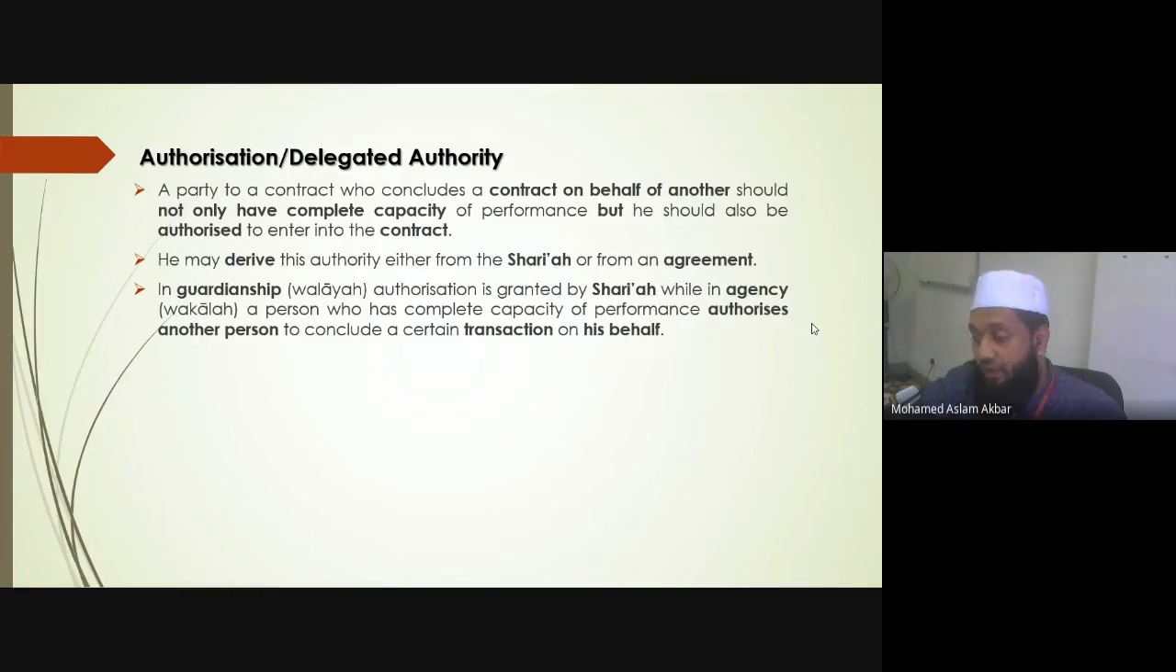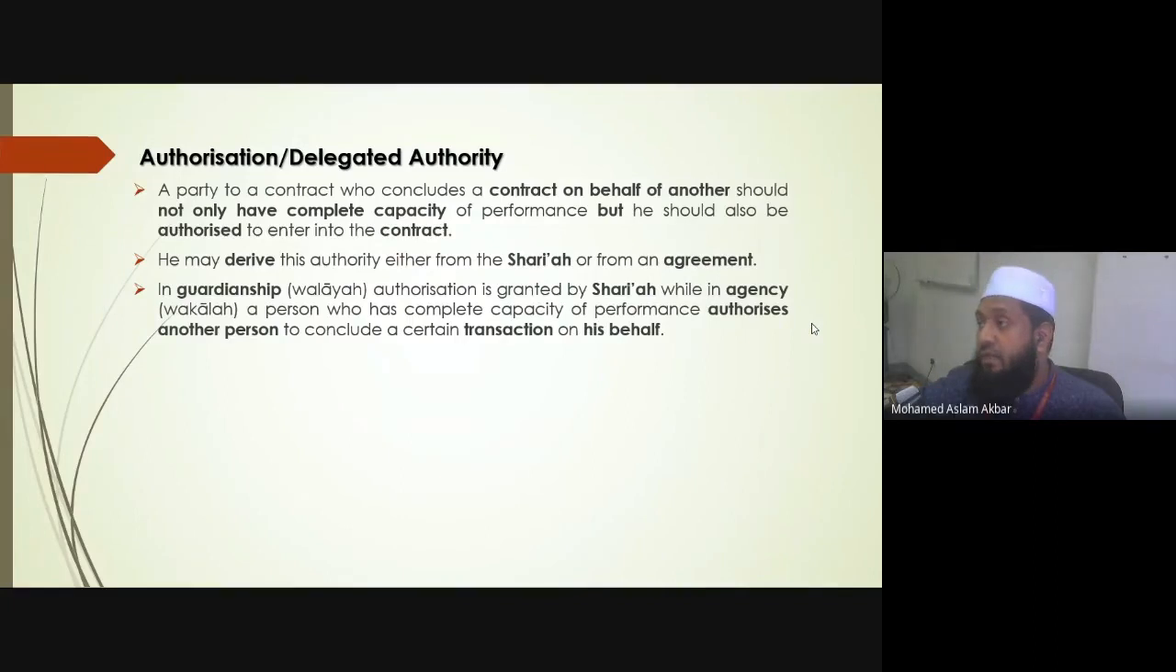Authorization is granted by Sharia, while in agency, wakala, a person who has complete capacity of performance authorizes another person to conclude a certain transaction on his behalf. So this is the basic difference between walaya and wakala, right? Walaya is granted by Sharia, but wakala is up to you, because you are a fully adult person. At the same time, when you are an adult, you can ask any adult to become your wakil.